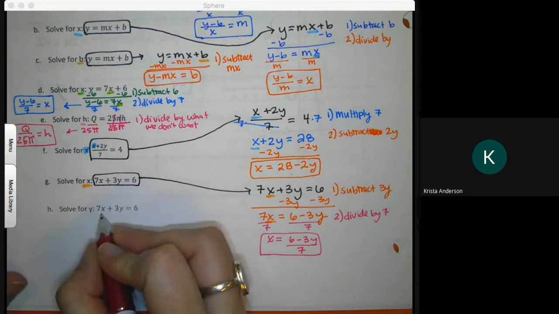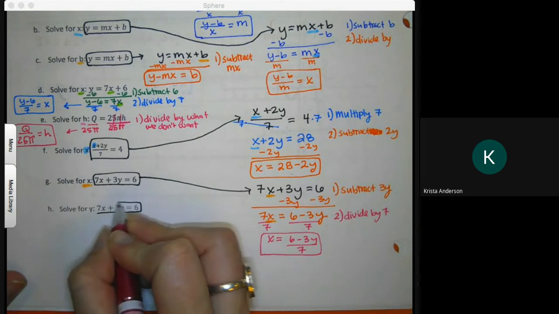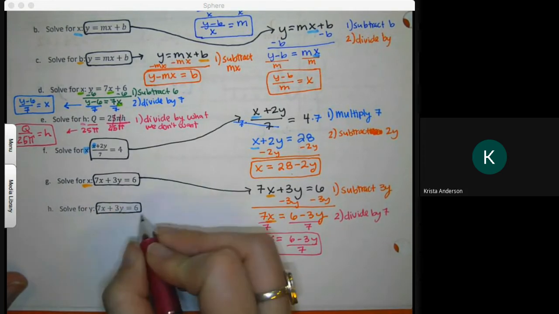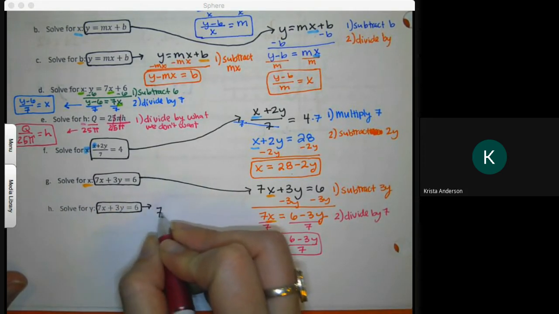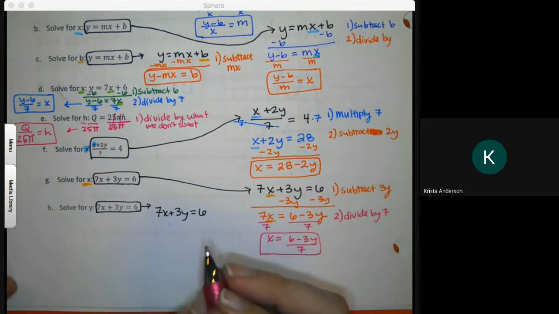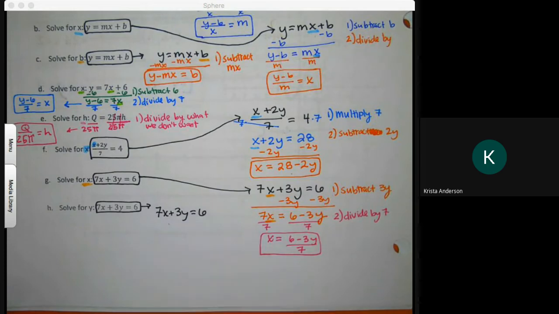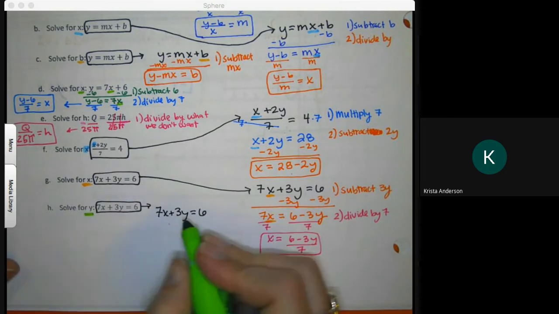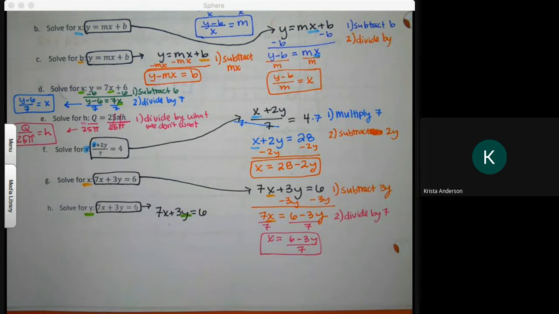Who thinks that they can do this last formula on their own? Anybody think they can do that on their own and get Y by itself? Why don't you try it? See if you can get Y by itself.